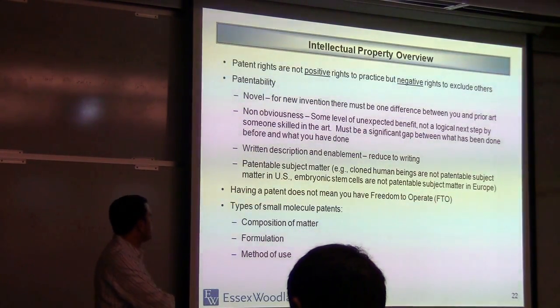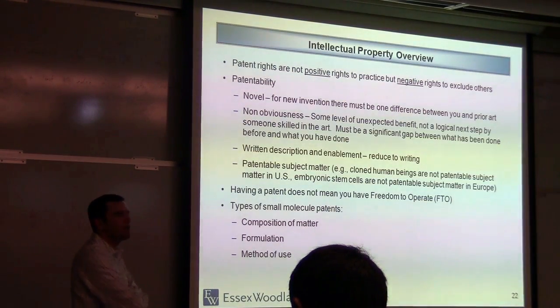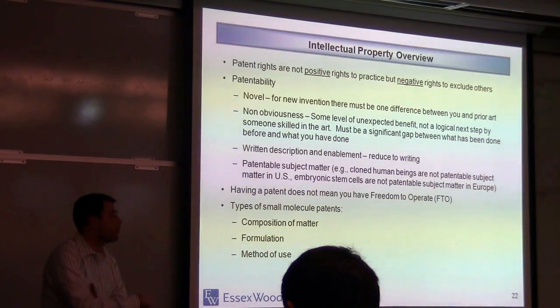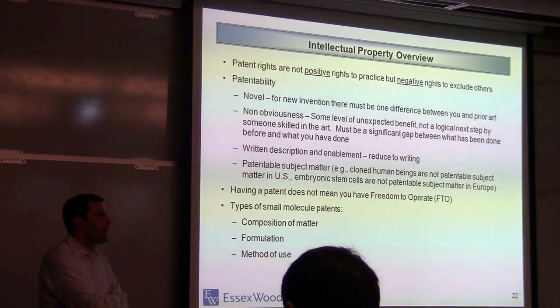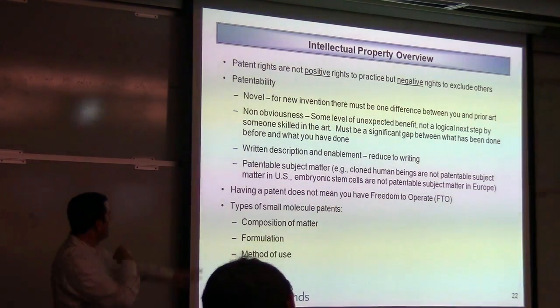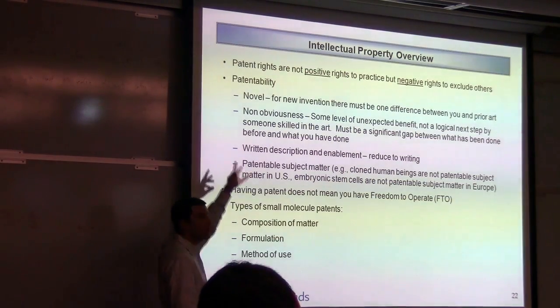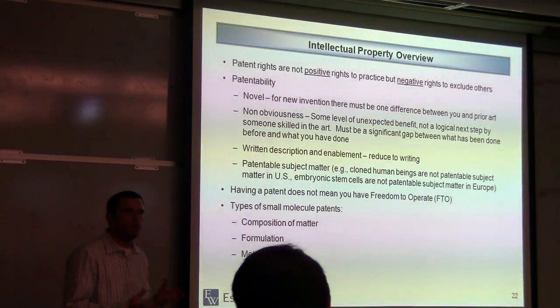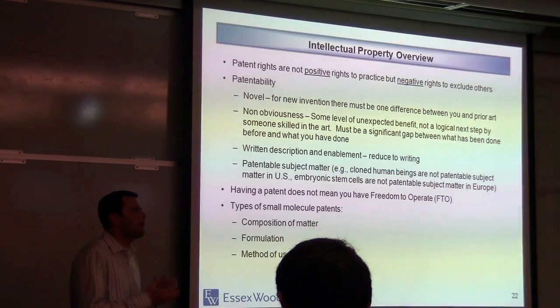Types of small molecule patents you could get. Composition of matter is what everybody looks for. That's where you're actually getting a patent for the exact chemical structure. Formulation patent is the formulation you're using. When you think about formulation, that takes you back to non-obviousness. So a formulation patent is one avenue you might use for life cycle management.